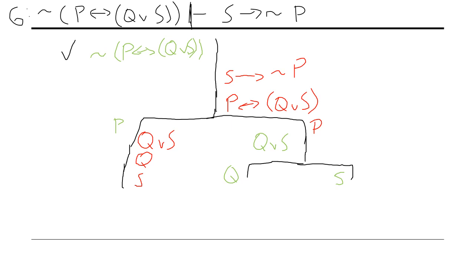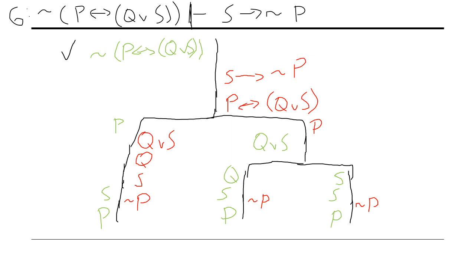Now we just need to look at this conclusion. What makes a conditional false is where the left side is true and the right side is false. And then the thing we have left to do is flip this tilde P across the line.